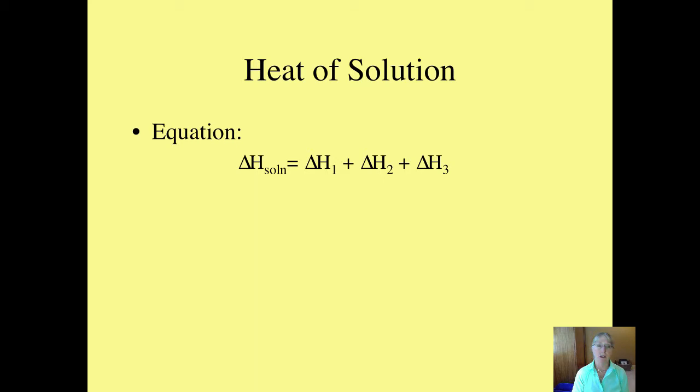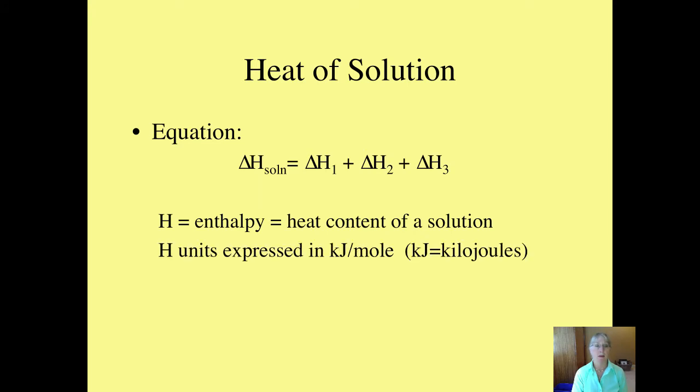Delta stands for change, H stands for heat, and SOLN means solution. So we can calculate the heat of solution, whether something gets hot, exothermic, or cold, endothermic, if we break it into 3 separate steps. Another word for heat is enthalpy, and we express that heat in kilojoules, usually per mole of substance. If you come up with a hot heat of solution, that's going to have a negative value. Heat was released to the environment.